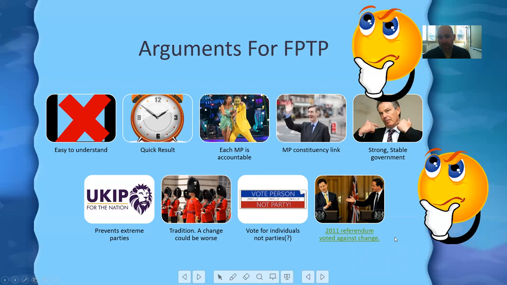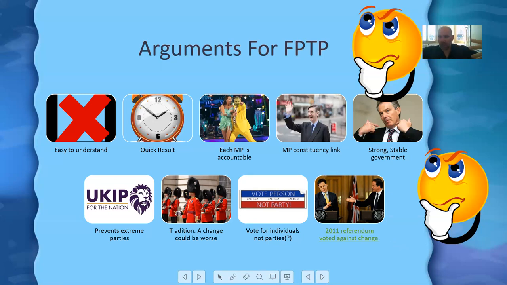In 2010, Nick Clegg and David Cameron, again, individuals, worked together in the coalition government between the Liberal Democrats and the Conservative Party. And part of their coalition agreement, i.e. part of the agreement to work together, is that they agreed that they would hold a referendum on voting change. The Liberal Democrats wanted it and the Conservative Party didn't want it. And so what happened was they agreed that they were going to hold a referendum.